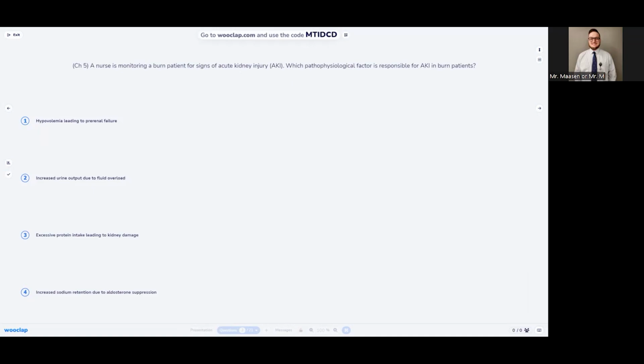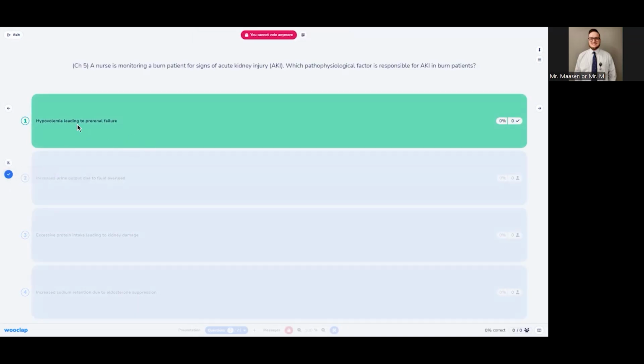So look at this: the nurse is monitoring a burn patient with signs of acute kidney injury. What pathophysiological factor is responsible for acute kidney injury in burn patients? So what's causing acute kidney injury in a burn patient? Based on what I was just talking about, this one should be pretty easy. This is hypovolemia. There's not enough fluid in the blood flow and the vasculature. Therefore, the kidneys aren't getting enough blood flow. They start to fail.